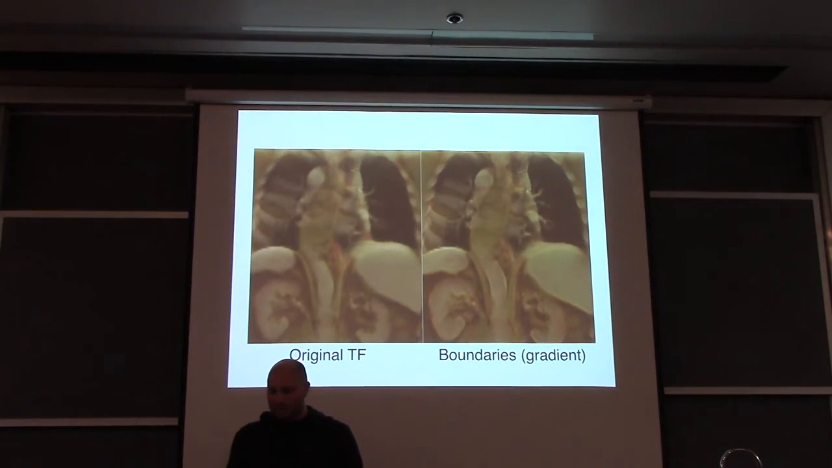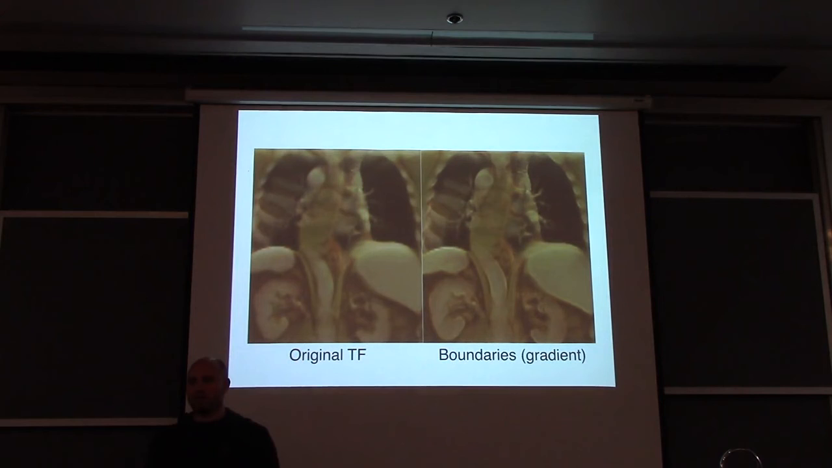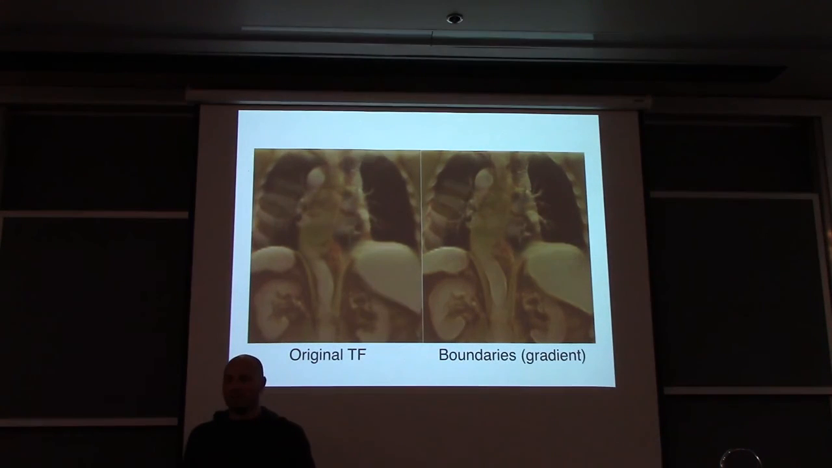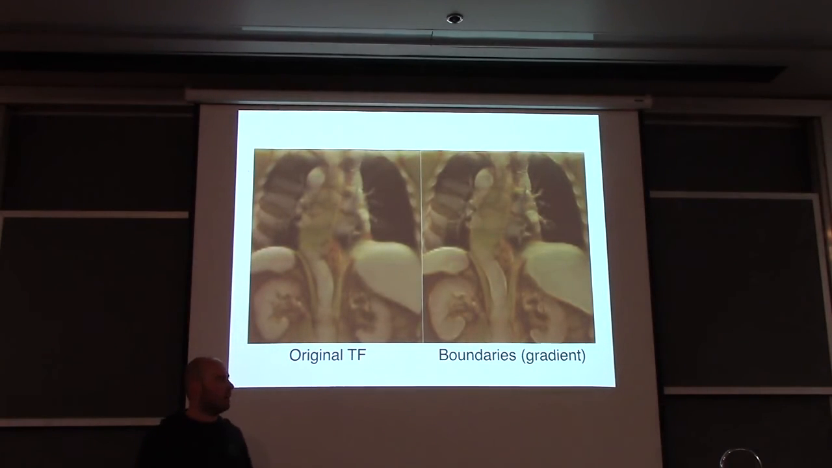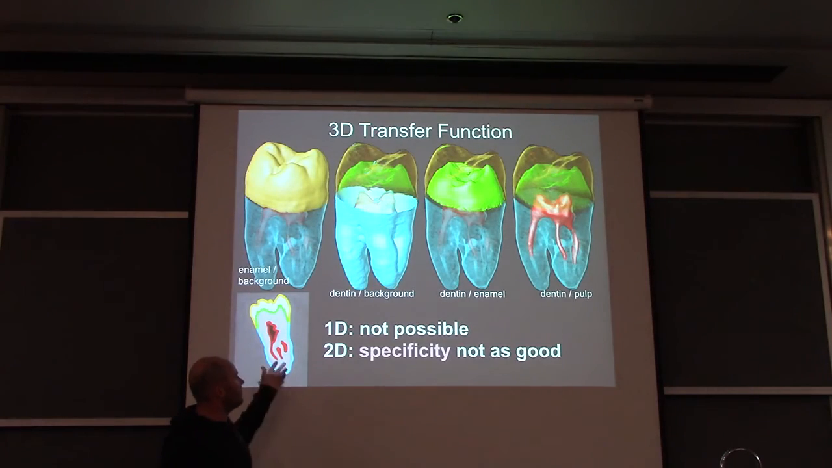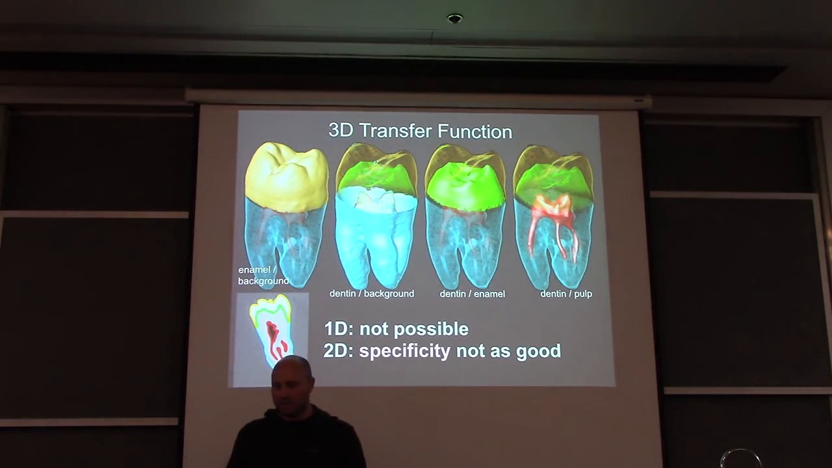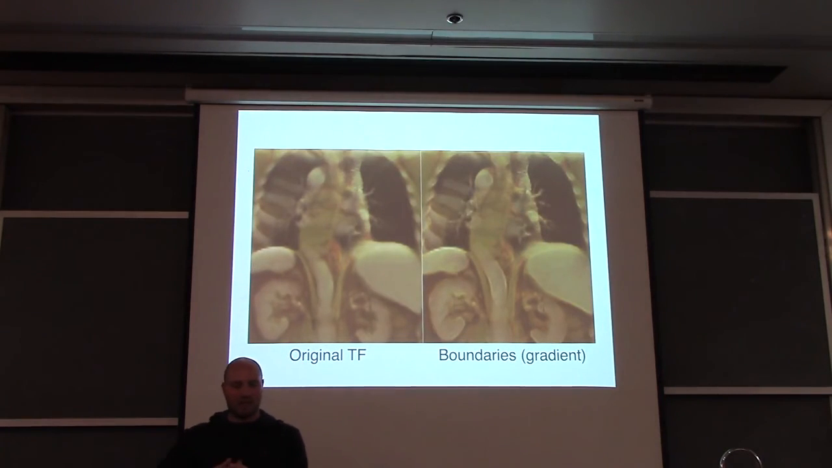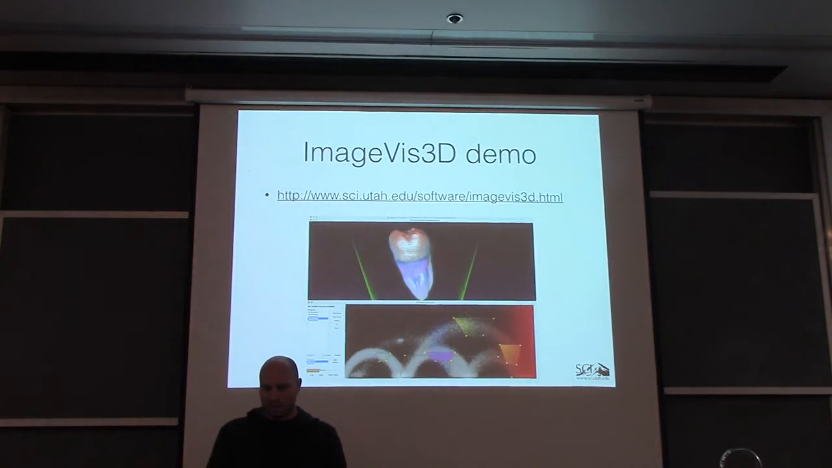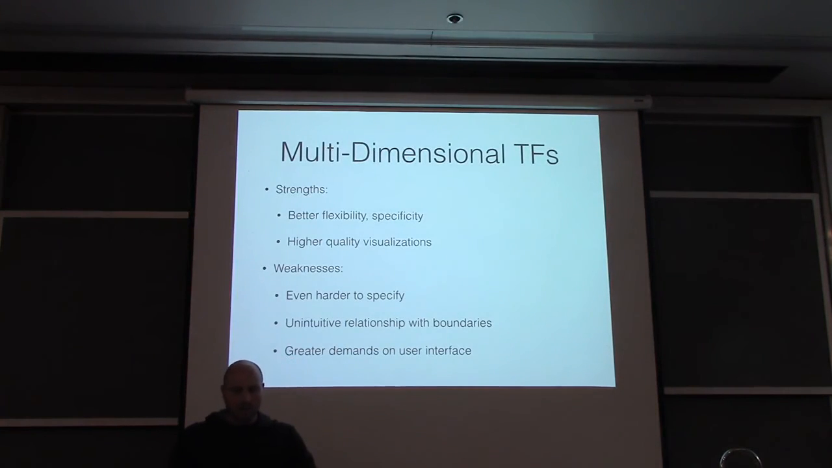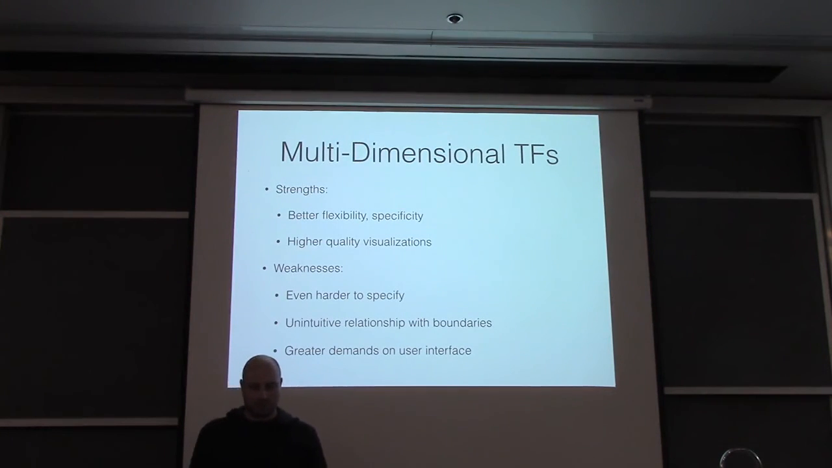And I think this came out of Joe Niss's work, but he's showing that you can actually use fairly simple automated classifications based on gradient magnitude, even not using a complicated user interface like the one I just showed, to just get a better representation of boundary than you otherwise would. So the strengths of multidimensional transfer functions are better flexibility and specificity, and higher quality visualizations as a result.